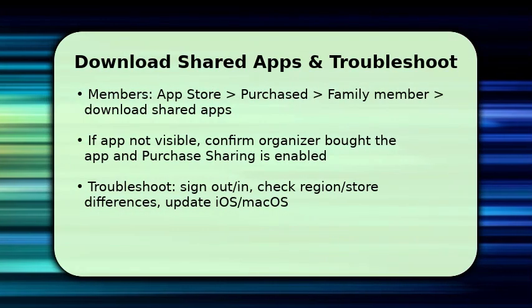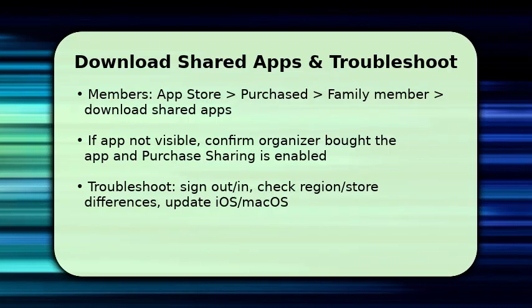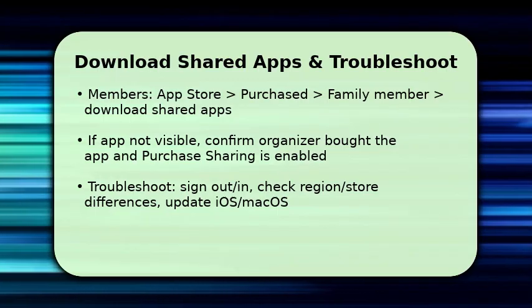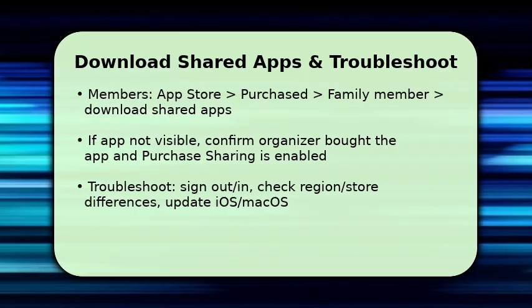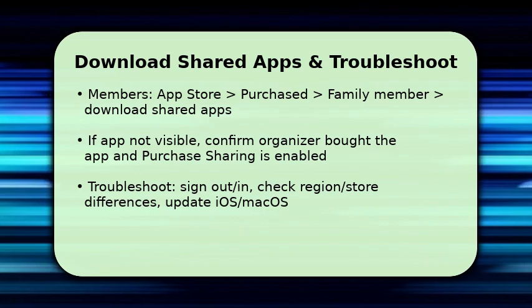Finally, you download shared apps by opening the App Store, tapping your profile, then purchased and selecting the organizer to see their purchases. Download what you need. If an app doesn't appear, make sure the organizer actually purchased it, not a subscription-only app, and that purchase sharing is turned on. If issues persist, sign out and back into iCloud, check that all devices run current iOS or Mac OS, and verify country/store settings. These steps resolve most visibility and download problems quickly.